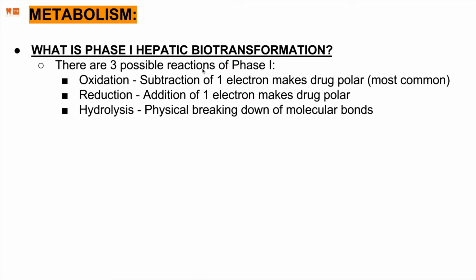What is phase 1 hepatic biotransformation? Again, there are 3 possible reactions of phase 1. We just looked at 3 outcomes. Now we're going to take a look at the reactions: oxidation, reduction, and hydrolysis. In oxidation, we subtract an electron to make a drug polar. Remember, ionized, inactive, and this is the most common mechanism. We just subtract an electron. And in reduction, we add an electron, still making the drug polar, but this time we add an electron. Hydrolysis is a physical breakdown of molecular bonds.